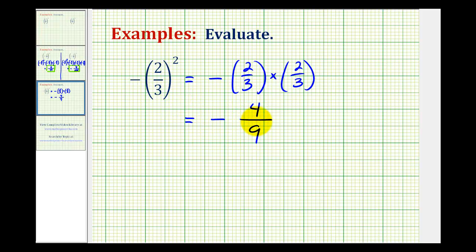So it is important to pay close attention to the sign when evaluating exponential expressions.